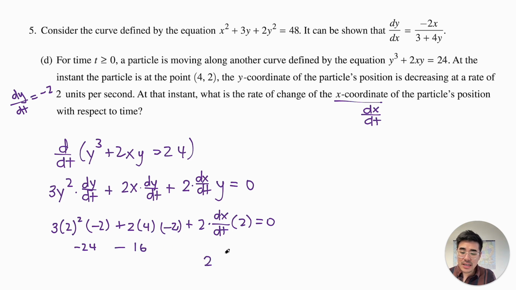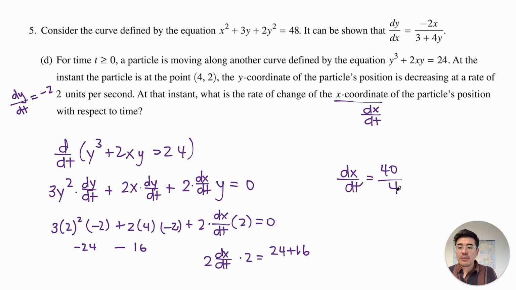If we add it over to the right side, we get 2 dx/dt times another 2 is equal to 24 plus 16. Then we're going to go ahead and divide everything by 4. So dx/dt would equal 24 plus 16, which is 40, over 4. And typically we want units, so it'd be 40 over 4 units per second, and that simplifies to 10.